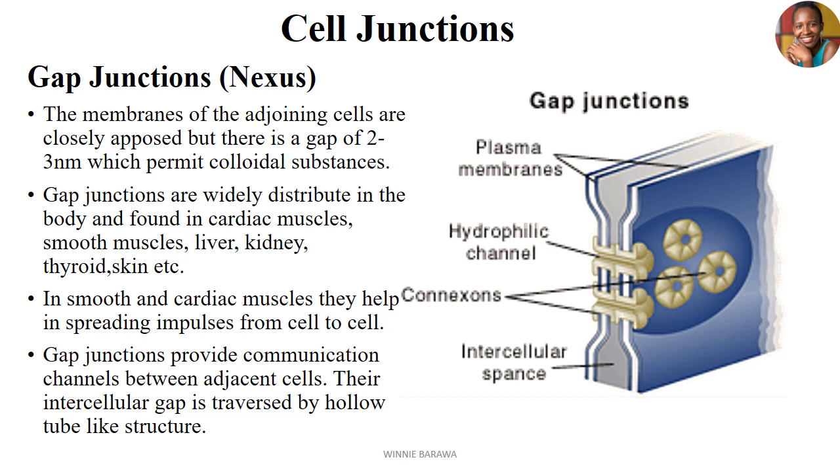And we've also said it's found commonly in areas that have connections, e.g. in cardiac muscles, smooth muscles, liver, kidneys, thyroid, and the skin. And the gap junctions allow impulses to travel from one cell to another. So literally the gap junction is the one that has the most function when it comes to allowing materials to cross. And this is unlike the desmosomes, unlike the tight junctions.